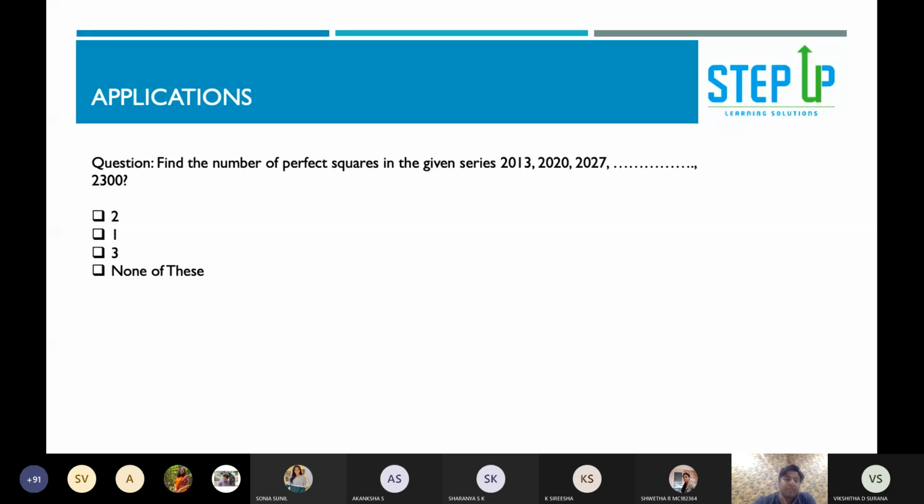Okay, so let me take that here. We are talking about numbers ranging from 2013 to 2300. That means we are talking about squares from 45 to, let's suppose, 50, between that only.